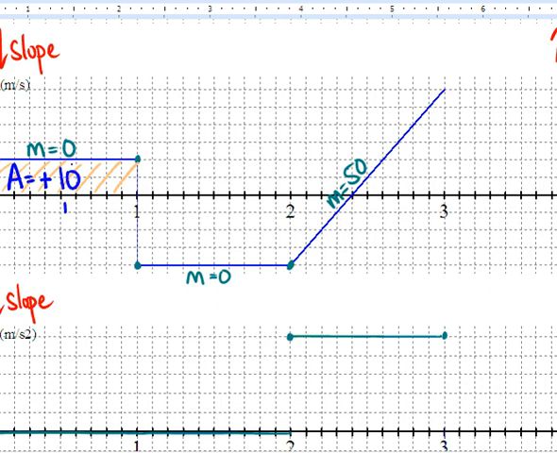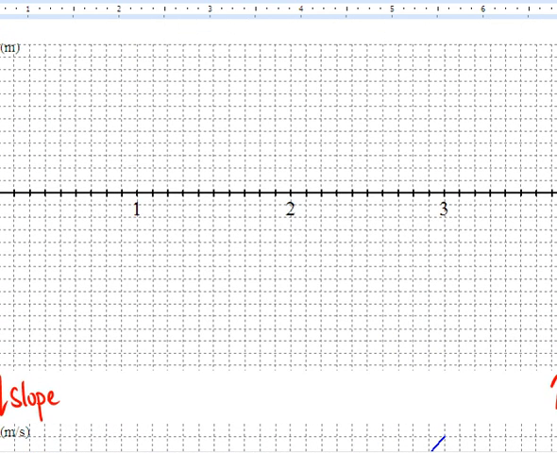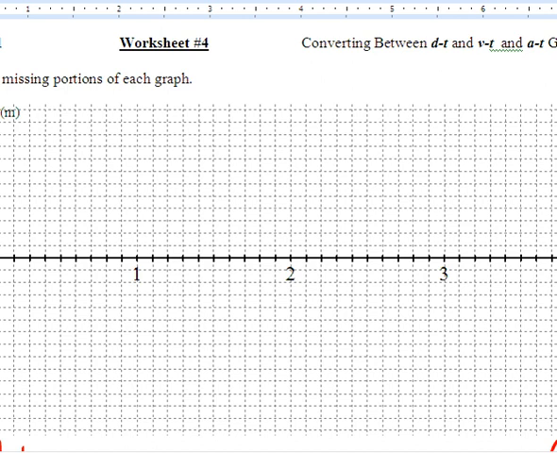Now recall, that doesn't necessarily mean that we go to positive 10 on the position time graph. That means from wherever we left off last, we are going up 10 meters. So if I go up to my position time graph, well, I guess you can see here we did start at 0. So I need to go up 10 meters by 1 second. It's going to put us right there.